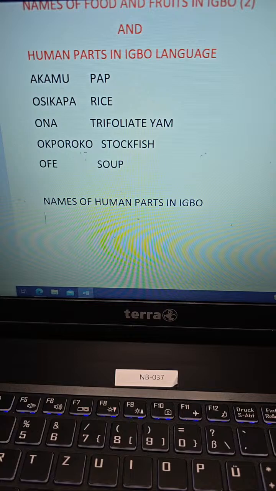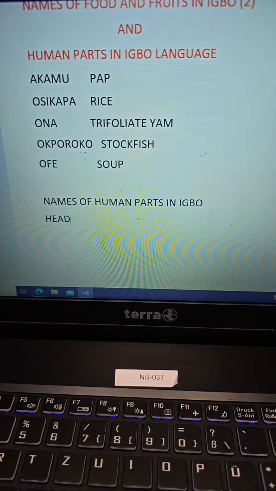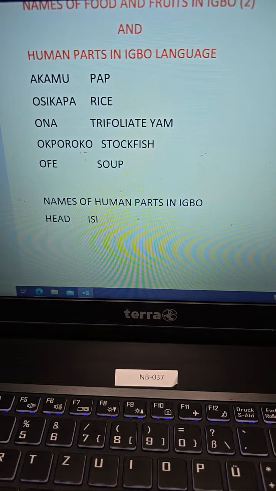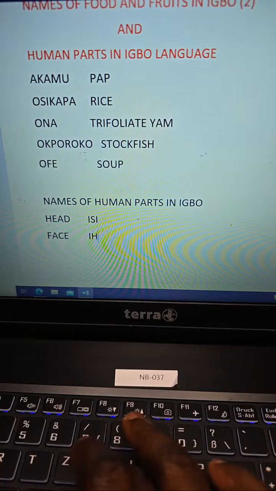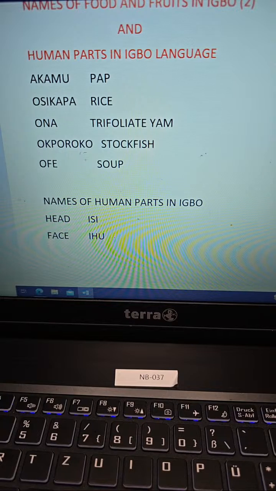So we are going to start from the head. What do we call head in Igbo language? We call it isi. Isi, head. Isi, head. Face. Ihu. Face. Ihu.